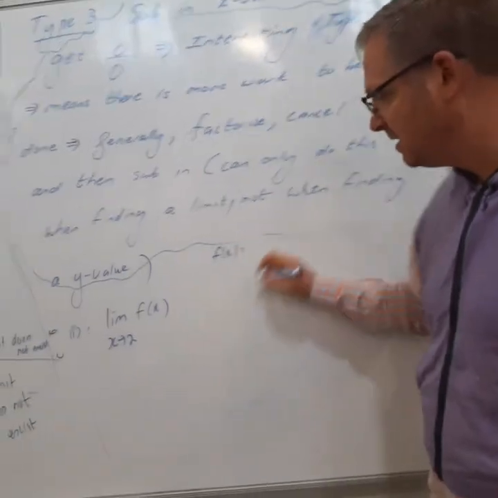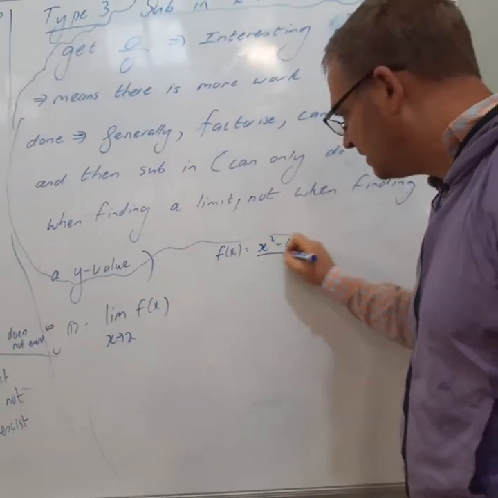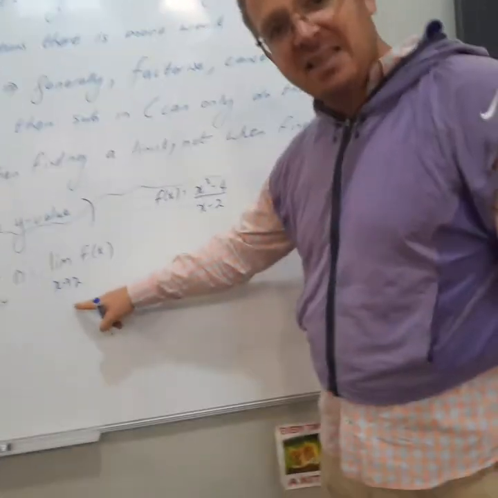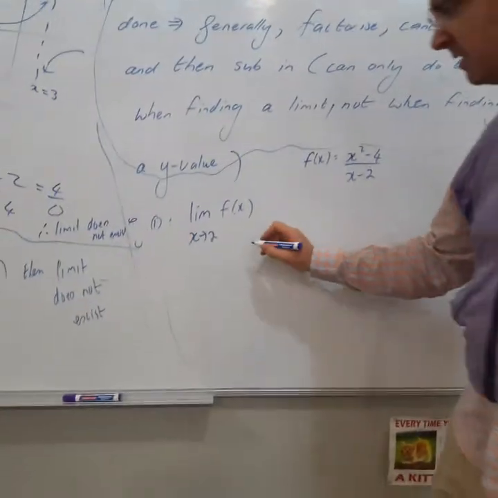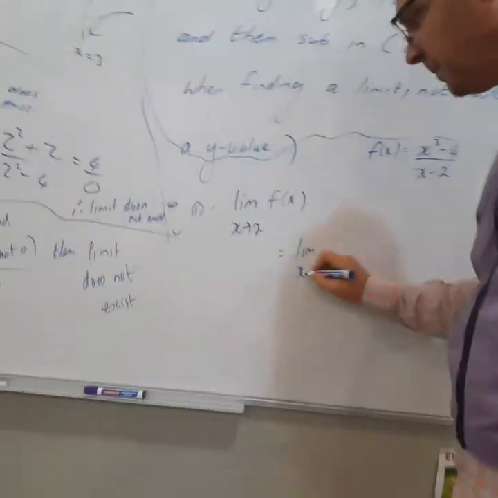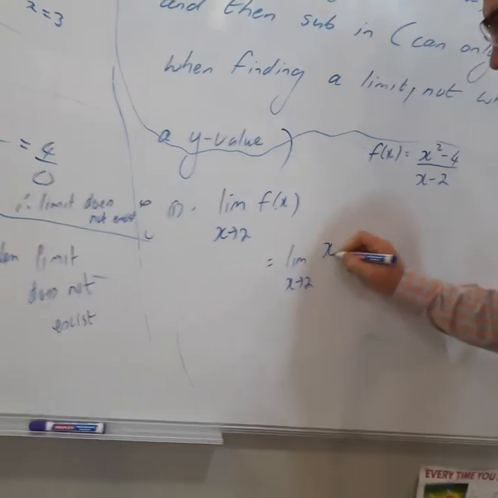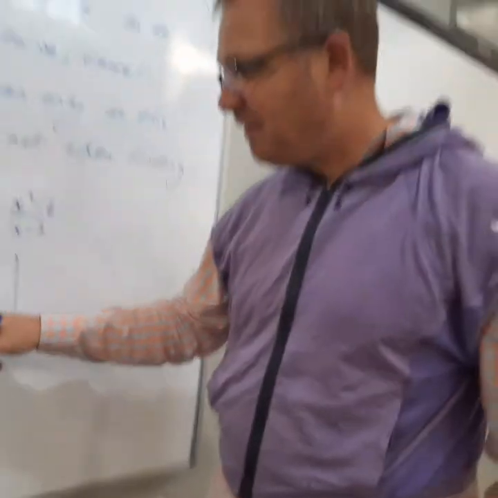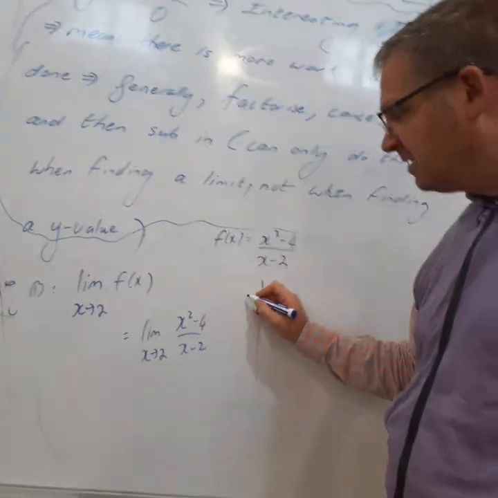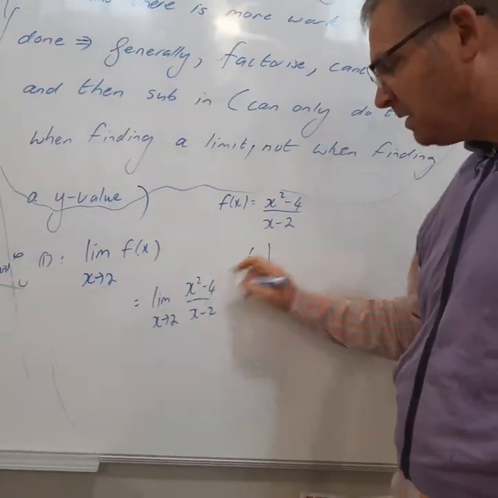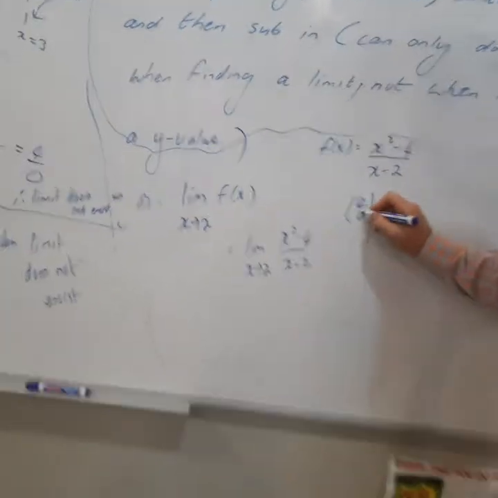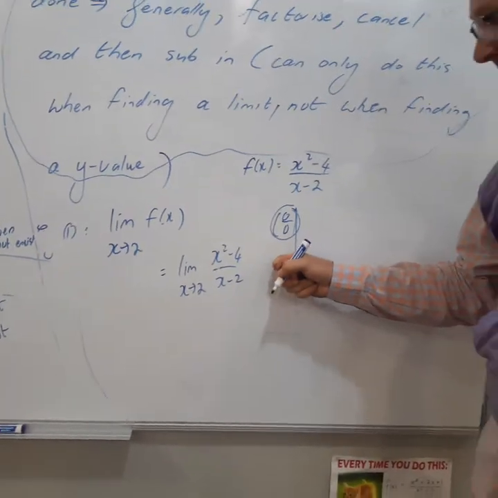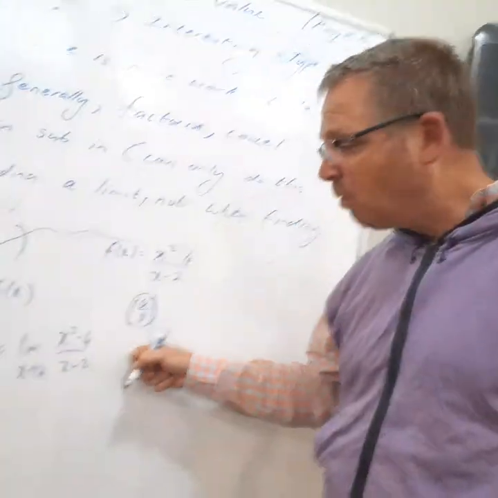So, here they say, what is the limit as x tends to 2 of f of x? It's going to be the limit as x tends to 2 of x squared minus 4 over x minus 2. If I sub in now, you don't have to write this down, you get 4 minus 4, which is 0, over 2 minus 2, which is 0. As soon as you get 0 over 0, that's when alarm bells go off. That means we can't actually find the limit at this point. There's more work to be done.